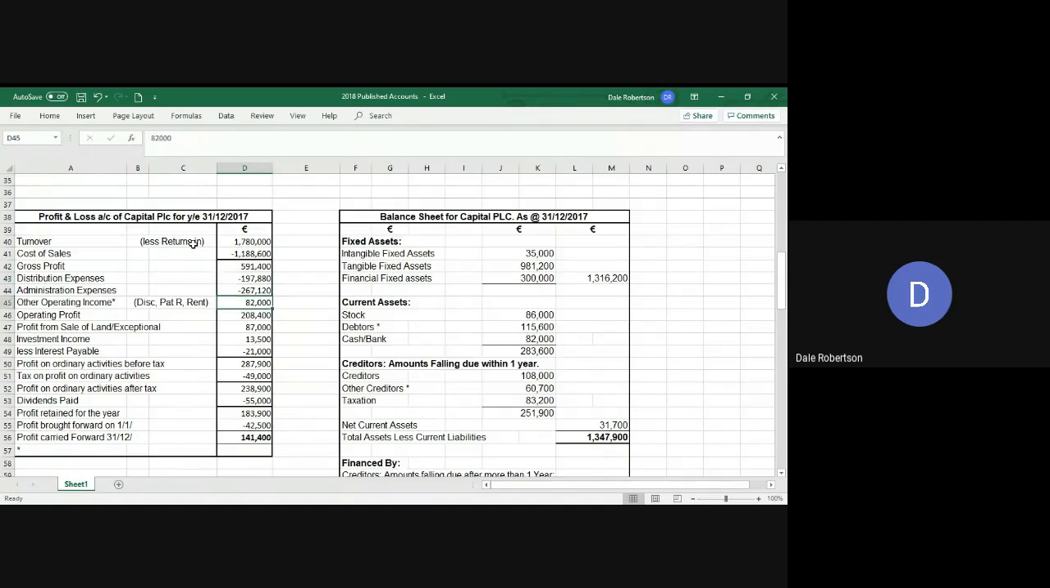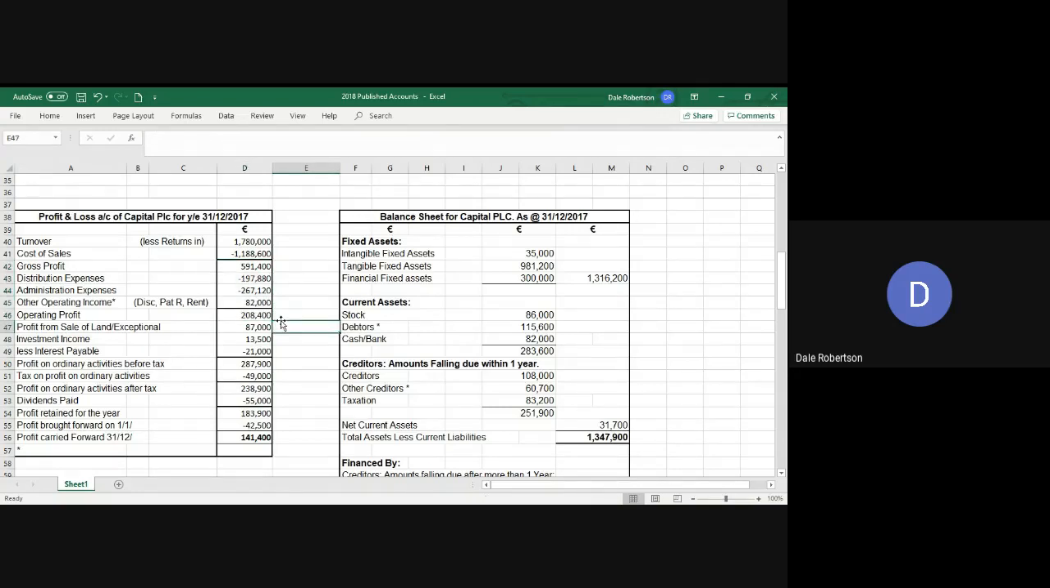So the first tricky bit here really is the other operating income, and that is any of the gains. Now in here, you look in the credit column for an income, and you'll see that we have discount, the second last number, and we also have rental income around about the middle of the question, and we have the patent royalties. And when you add all three of them together, you get 82,000 euros. You take your gross profit and you take away the two expenses and you add the income, and that gives you an operating profit of 208,400.